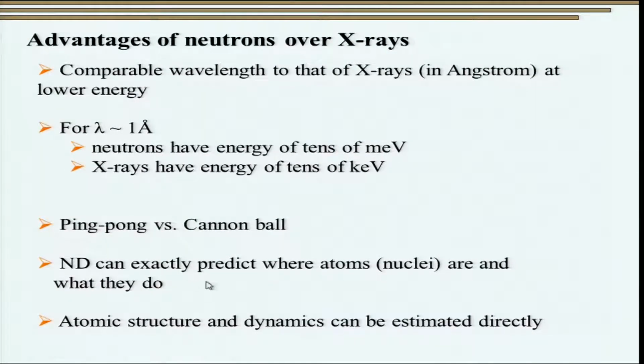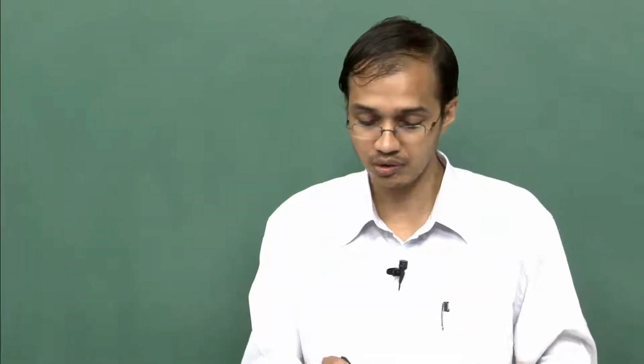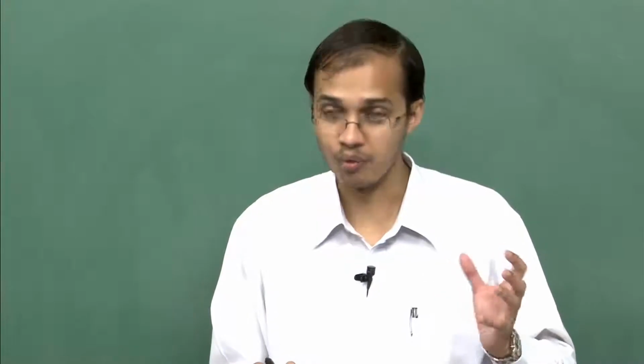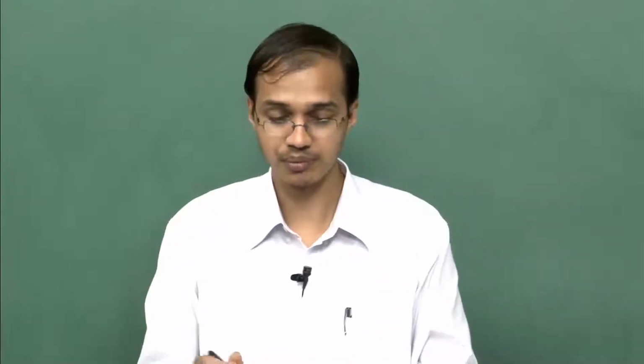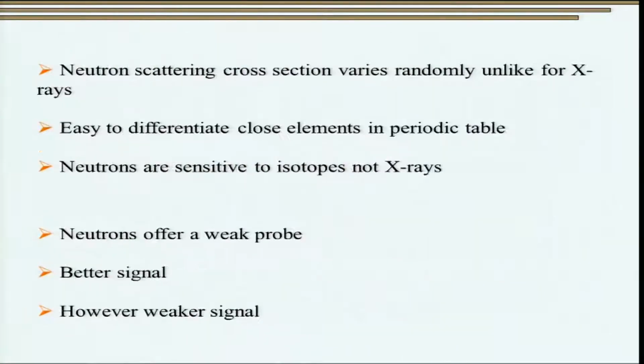Neutron diffraction therefore can predict where atoms are, that is the nuclei are, and what they do. This is something that X-rays cannot tell. X-rays just tell us where the atoms are, but they do not tell where the nuclei are, and therefore atomic structure and dynamics can be estimated directly, mind you, only using neutrons. The dynamics part comes because neutron diffraction not only tells us where the atoms, or rather the nuclei are, but also what they are doing. Fine. So, this is one of the biggest advantages of neutron diffraction.